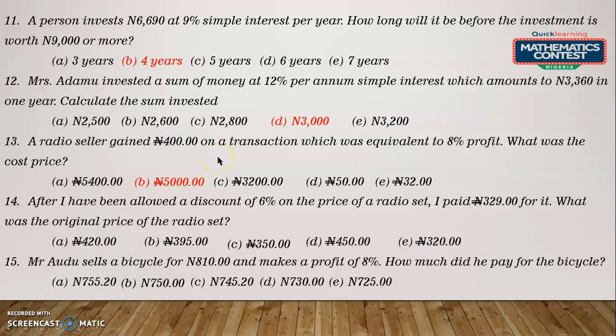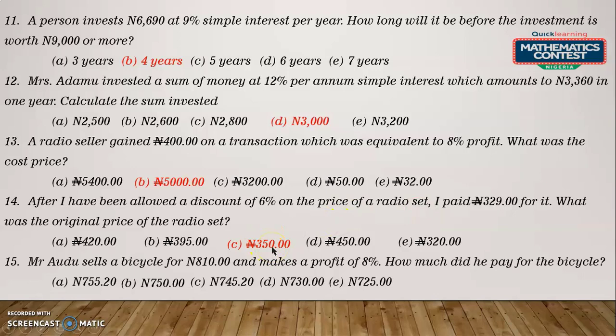Number 14, the answer is C, 350. After I had allowed a discount of 6% on the price of a radio set, I paid 32900 kobo for it. What was the original price of the radio set? Okay, I also gave a similar example to this again. That is 6% of x equals this. Then you find x, you have 350.